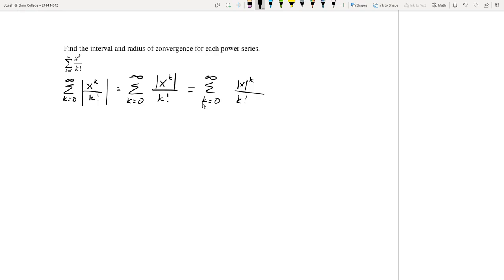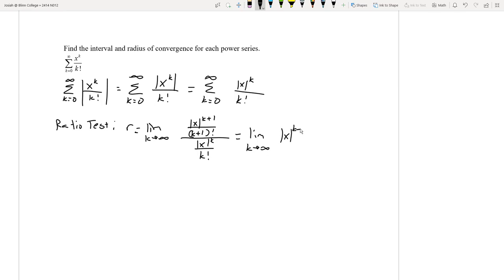So here is the series we're looking at. We're going to go ahead and run it through a ratio test. So we'll find r. That's going to be the limit as k tends to infinity. Remember, we put the k plus 1 term in the top here, and we put the kth term in the denominator. And so we'll go ahead and flip and multiply the denominator. So we have x to the k plus 1 times k factorial over k plus 1 factorial, and then we have x to the k.